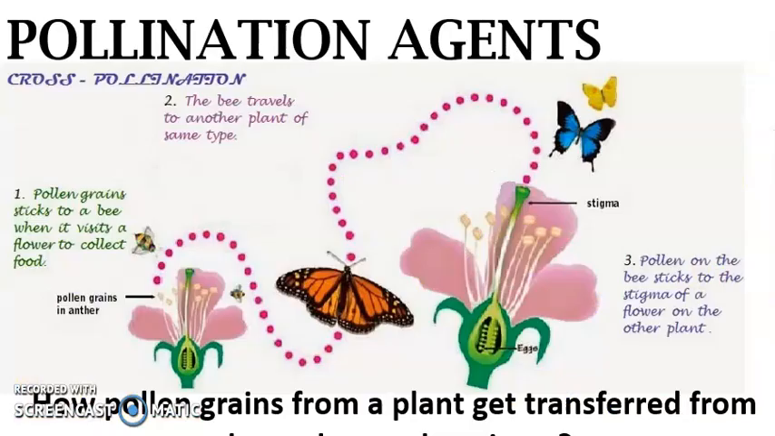Okay, next one, we will learn about the agents. Okay, pollination agents. How pollen grains from a plant get transferred from the anther to the stigma. Okay, so dalam gambar ni kita lihat ejen pendemungaannya ialah lebah dan rama-rama. Okay, bee and butterflies.